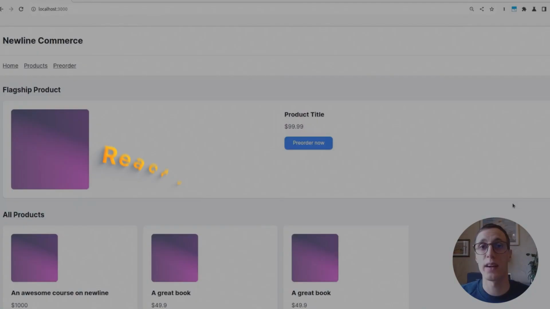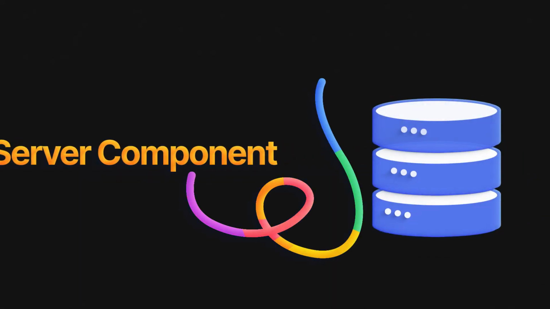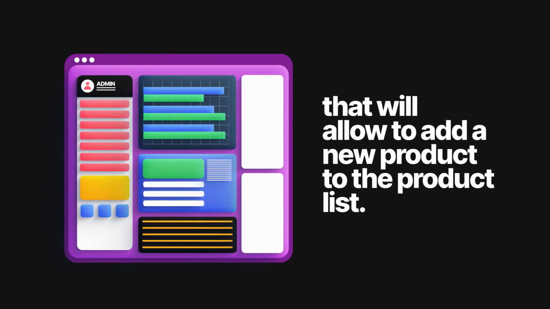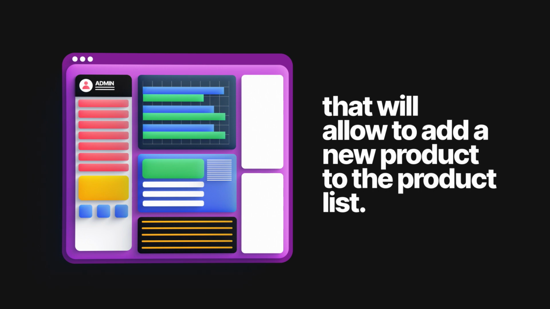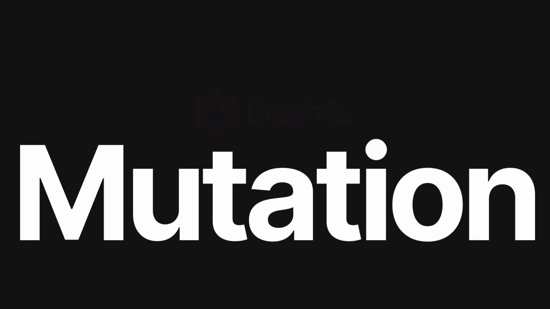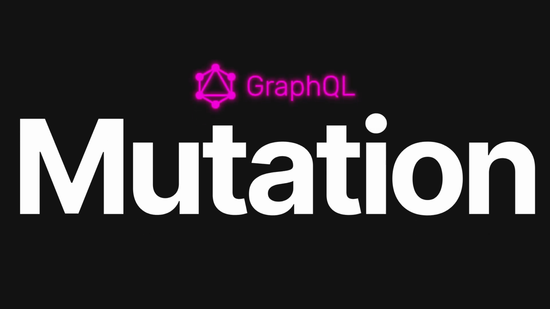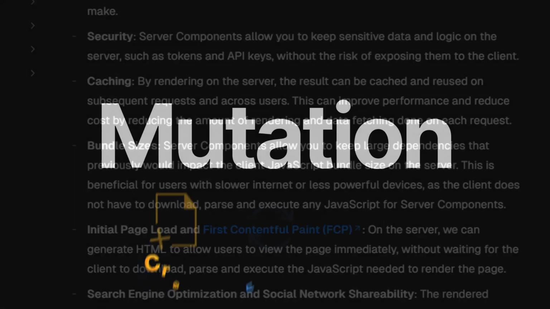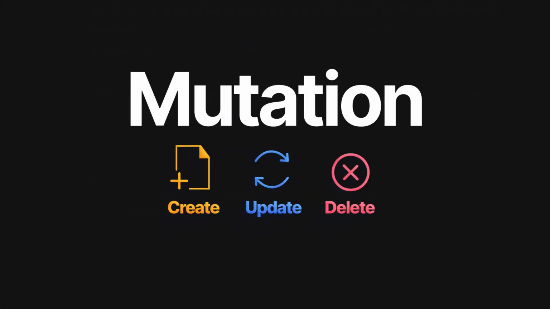The product list is a React server component that can get data directly from the database. Now, we want to create an administration interface that will allow us to add a new product to the product list. We often call that a mutation. This wording actually comes from GraphQL that distinguishes queries that get the data, so React server components in React, and mutations that can create, update, or delete some data or any other kind of server action that we call server action in Next.js and React.